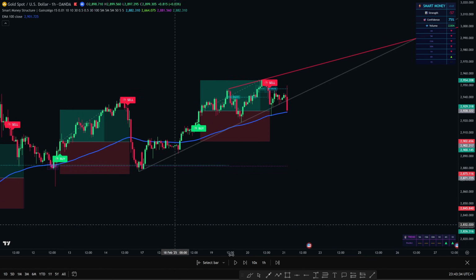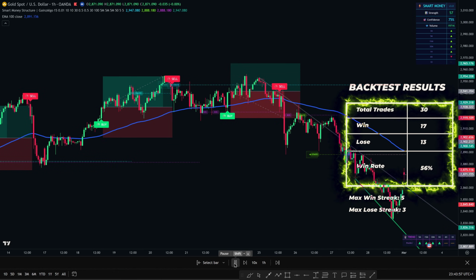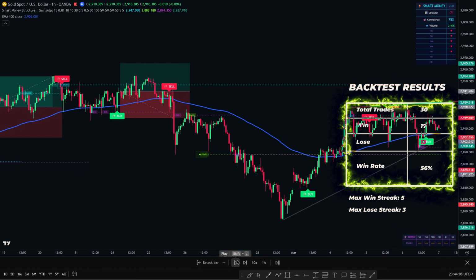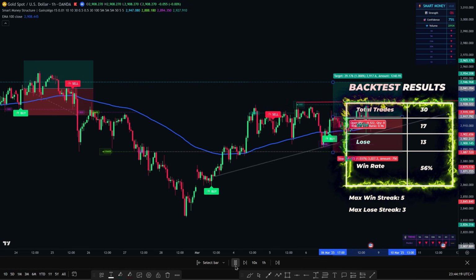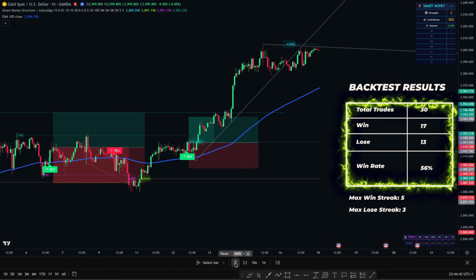In my testing, 30 trades produced approximately 56% win rate. Losses were controlled, winners ran, net result remained positive. This is how institutional systems survive. They do not need perfection, they need consistency.